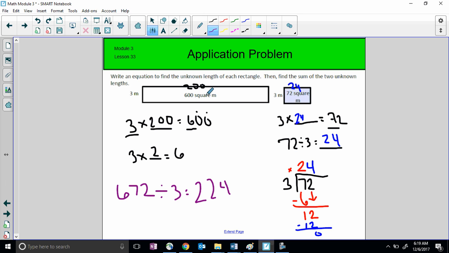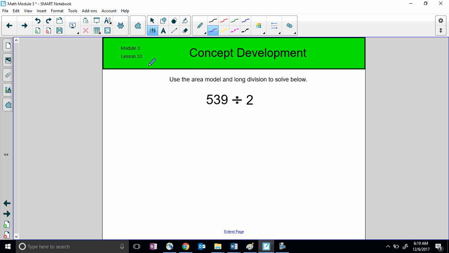That didn't seem like a lot, did it? Because we split up the big number, which we knew we could get to easily because I can count by 3s to get to the 6. And then that only left me with a 2-digit number to do long division with. So that's interesting. Let's see if that always works. It says use an area model and long division to solve below. I will be doing this one with you. You will be doing another one.